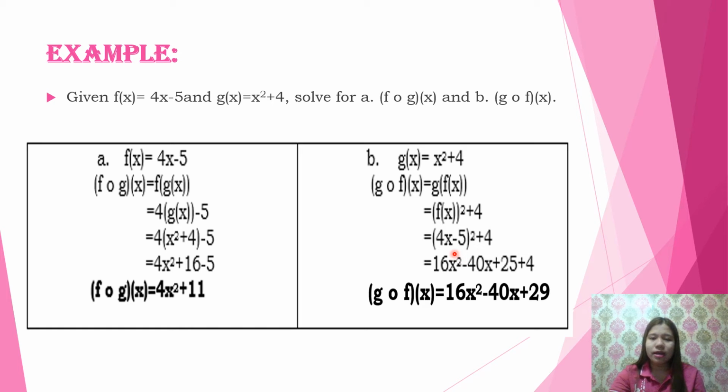Ibig sabihin yan, class, that is 4x minus 5 times 4x minus 5 is equal to 16x squared minus 40x plus 25, and then plus 4. Then you have to combine like terms. Wala namang katulad yung 16x squared, copy, and then negative 40x, and then 25 plus 4 is positive 29.